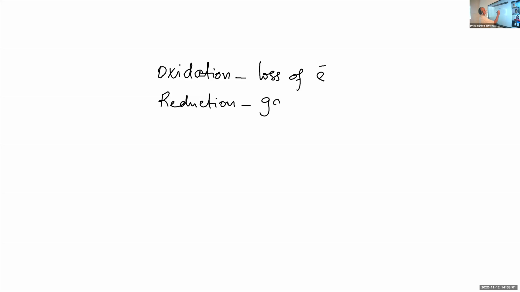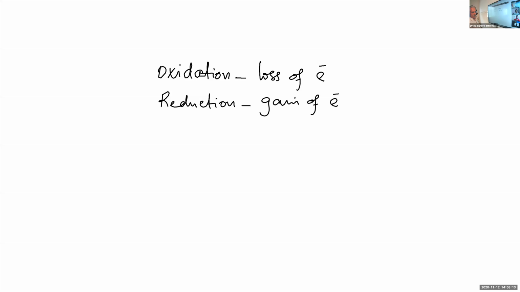We have seen the electronic concept of oxidation and reduction. Oxidation is loss of electron or a removal of electron. And reduction is the gain of electron or addition of electron. That is the electronic concept of oxidation and reduction.